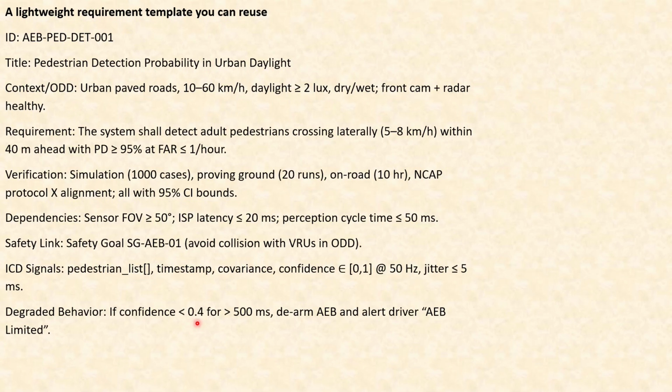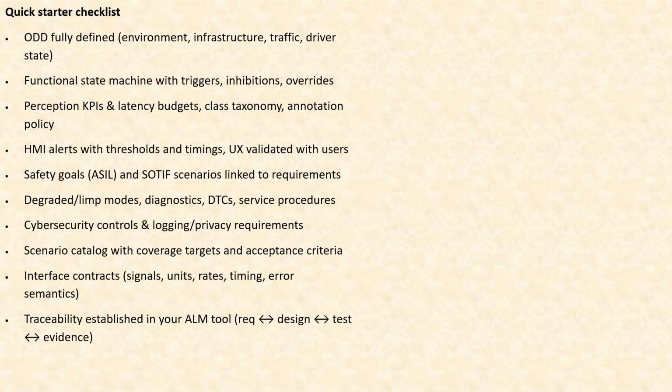If confidence is less than 0.4, if at all the sensor confidence is degrading, what should be the backup step? All right. For example, in this case, the driver must be immediately alerted that your AEB feature has degraded, and you must be as alert as possible. It is like indirectly telling the driver, don't rely on AEB anymore. That is the clear-cut message given by this feature.